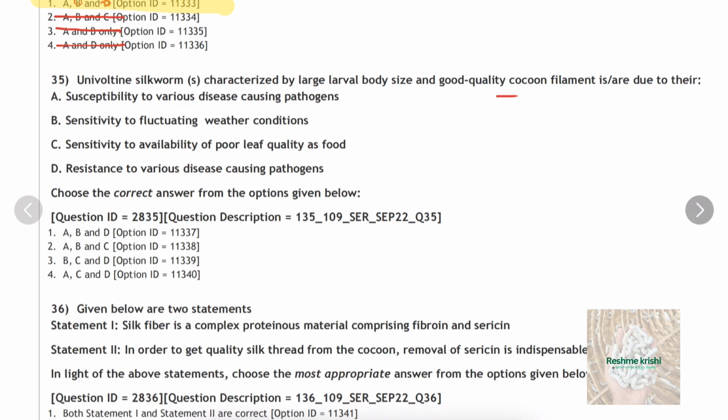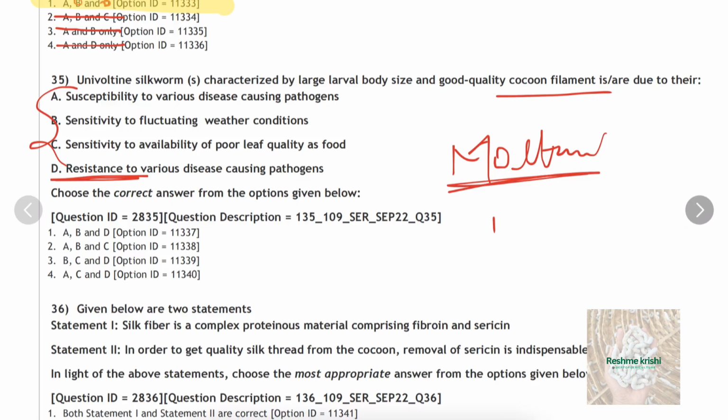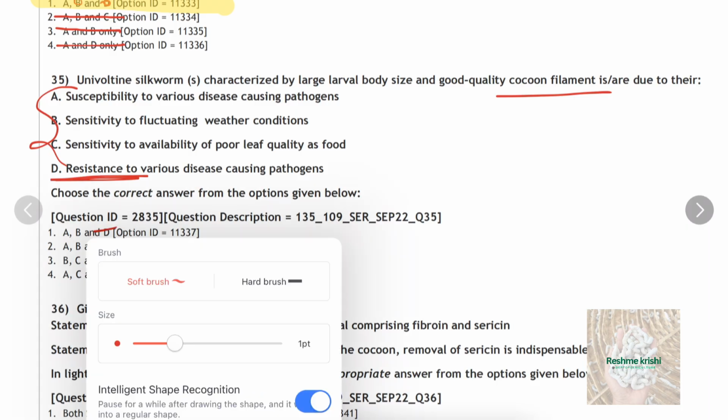Univoltine silkworm, characteristics of large body size, good quality of cocoon filament are due to their susceptibility to various disease-causing pathogens, sensitivity. A, B, C. D cannot be this. C, this resistance, multivoltine. Okay, multivoltine. For example, pure Mysore has so much resistance. If you see the bivoltine only, the resistance is not there, then univoltine are more susceptible for this. So wherever the D is there, you cut it out. So ABC is the correct answer.